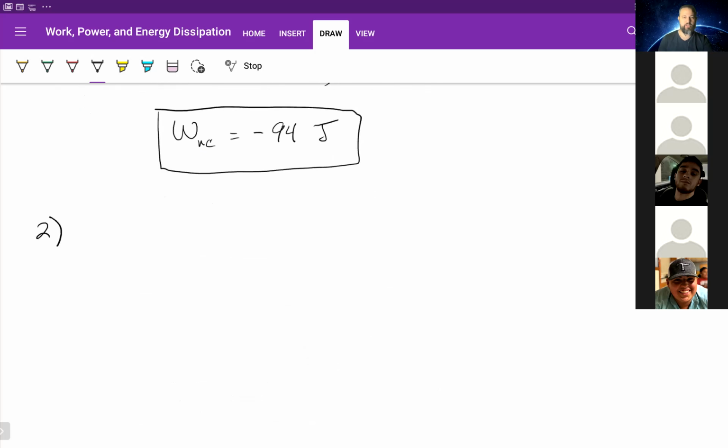All right, the second thing we're supposed to do, I don't remember, what was it? Find the change in kinetic energy of the sled. So we have an equation for that as well. We found that to be negative 94. And we know that the non-conservative work is also equal to the change in the total energy, which is equal to Kf minus Ki plus Uf minus Ui.